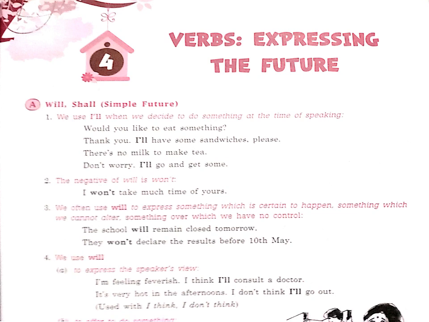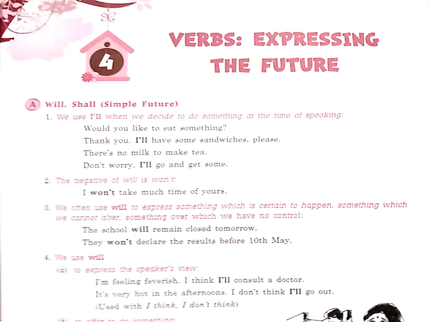So when we talk about simple future, will and shall will be the helping verb of simple future. Let's see the uses of simple future. We use I'll when we decide to do something at the time of speaking. Right? I'll is given here. It can be with the first person basically. Would you like to eat something? Thank you. I'll have some sandwiches, please. I'll is the short form or contracted form of will. Right, students? Will or shall.